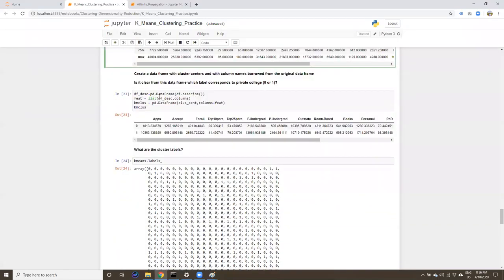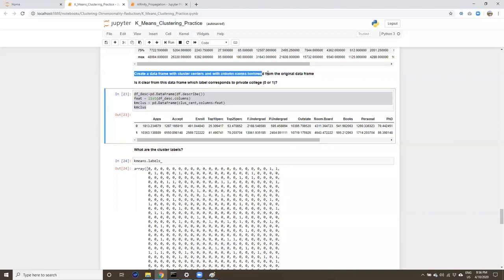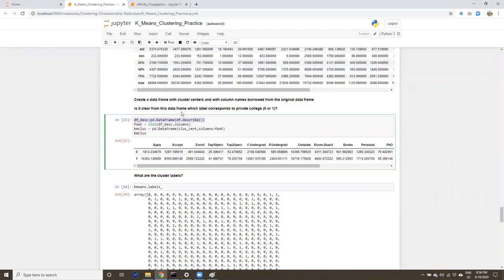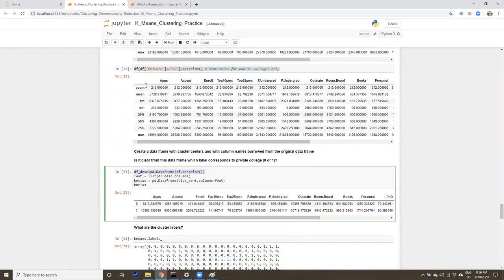Next, if you see here, it gives you a brief description. If you read here, it says create a data frame with cluster centers with columns borrowed from the original data. Okay, so is it clear from this data frame which labels correspond to 0 and 1? Because what we are trying to do is, if you have a private university and a public university, we are trying to segregate that and then run our clustering model. So if you see here, what is happening is we are creating a description. We are just copying this description that was given here.